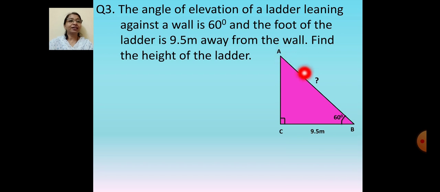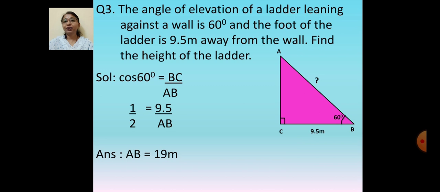So what is the ladder? AB represents the ladder, and in this triangle ACB, AB is nothing but the side opposite to 90 degrees. So it's the hypotenuse. So adjacent side upon hypotenuse is the definition of which trigonometric ratio? Cos ratio. So cos will help us in calculating the height of the ladder.